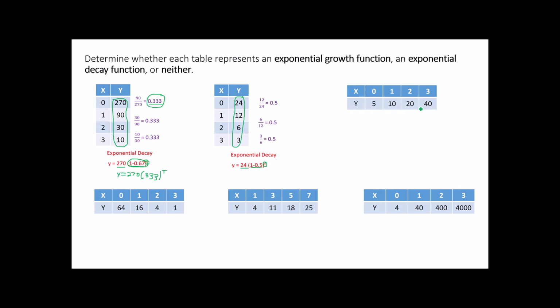How about this one? 5, 10, 20, 40. 10 over 5 is a growth of 2, 2, and 2. This will be exponential growth. If I were just writing an exponential function, this would be y equals 5 times 2 to the x. But since I'm looking for exponential growth and decay, we have to remember that it will be 5, but if it doubled, we had 100% and we gained 100%, which is where that 2 comes from. Notice it's repeatedly every time.